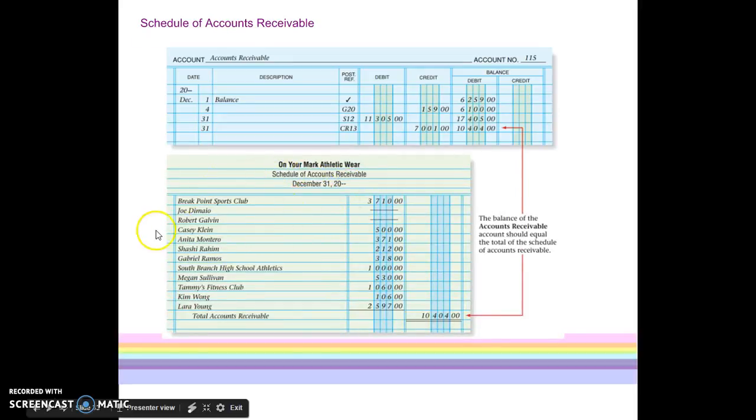So here's our schedule of accounts receivable. These are all of our customers here. This is what they owe us. This is the total that is owed to us by all of our customers. This number should match the accounts receivable controlling account posted number in the general ledger. If it does, we have successfully proved our accounts receivable ledger account to our schedule of accounts receivable. Those numbers need to match. If not, there's an error that needs to be addressed.